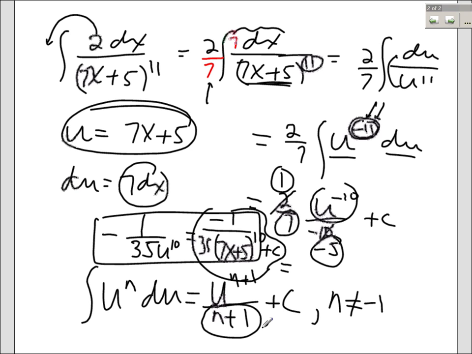Take the derivative and you should get (7x plus 5) to the 11th power. That problem is done. Try the next one.